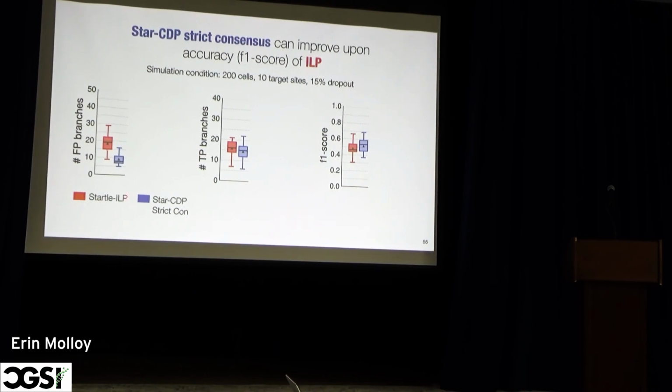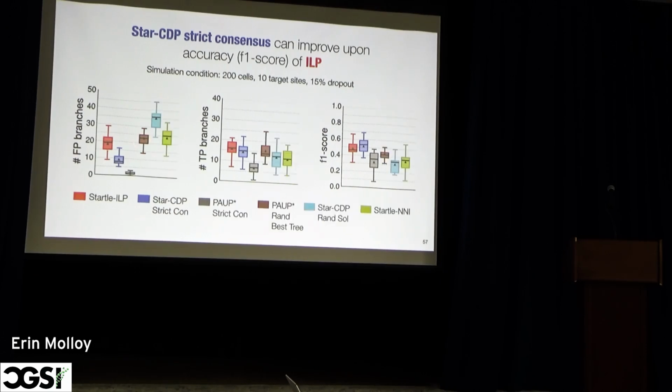So we compare our method, star CVP, and taking the strict consensus of the solutions in the constrained space to ILP, and we see this lowers the number of false positive branches. It has a slight negative impact on the number of true positive branches, but then at the end, this means that we're higher in terms of the F1 score for accuracy. And importantly, we show that if we build the strict consensus from trees that we use to build the constrained search space, there were basically no false positive branches, but you missed a lot of true positive branches, and so that's why we're still better for accuracy.